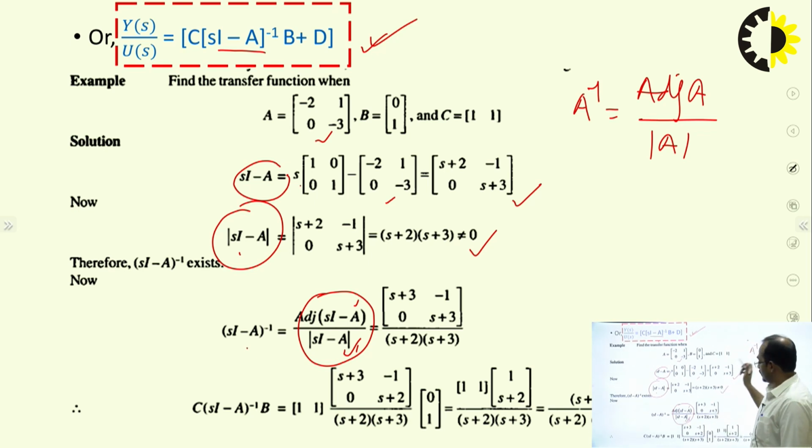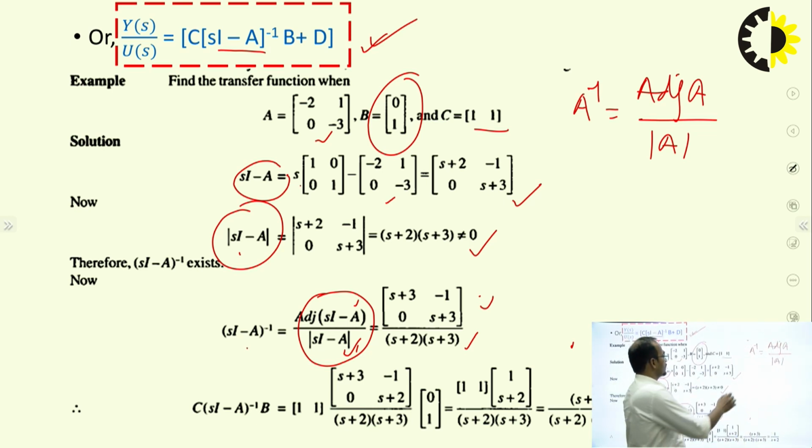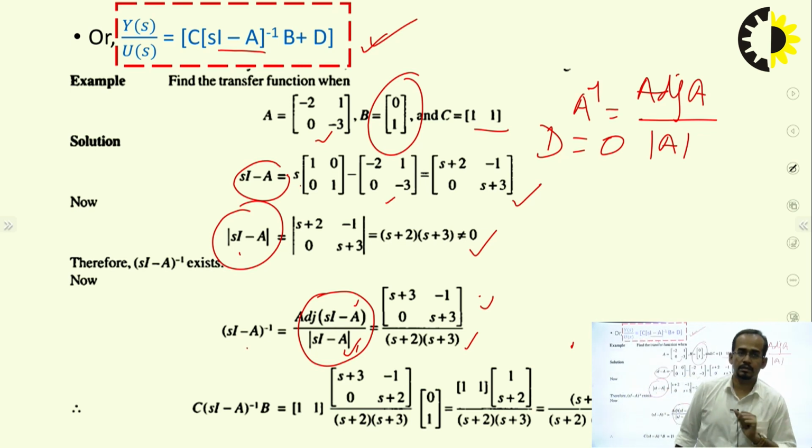Now what will be the value of C (sI minus A) inverse B? This is the simple multiplication. C is [1, 1]. (sI minus A) inverse is [s+3, -1; 0, s+2] divided by (s+2)(s+3), multiplied by B, which is [0, 1]. So this will give (sI minus A) inverse B. D is already 0, because D is not given, so we can consider here D is equal to 0. So this will give 1 by (s+2). This is the transfer function of the given system.